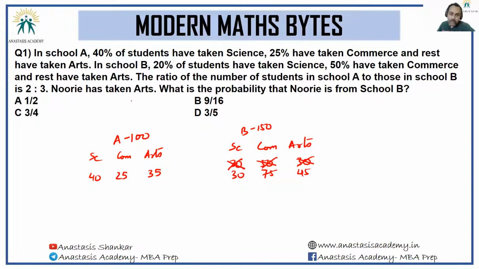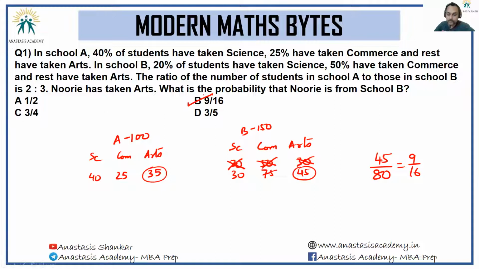Okay, Noori has taken arts. So Noori is one of these 80 kids. What is the probability that Noori is from school B? The probability that Noori is from school B is 45 by 80, which is equal to 9 by 16.